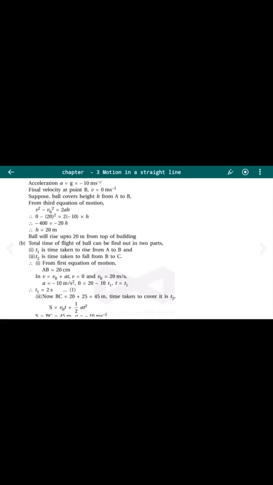Now let us see how long will it be before the ball hits the ground, that is the time taken by the ball to go to point B and then again come to point C, that is the time taken by the ball when it covers the path A to B and then B to C. So first we will be taking T1 as the time taken to rise from A to B, and T2 is the time taken to fall from B to C.